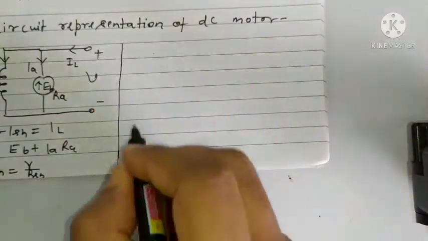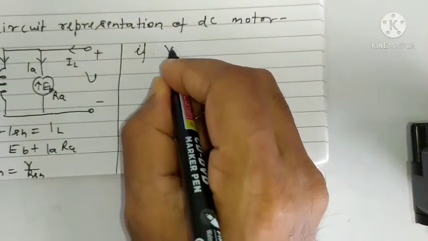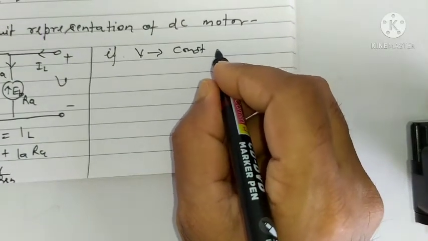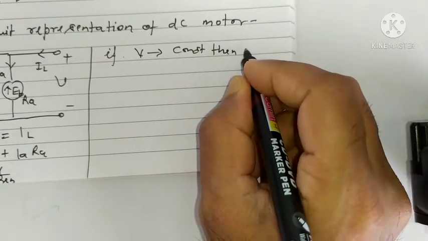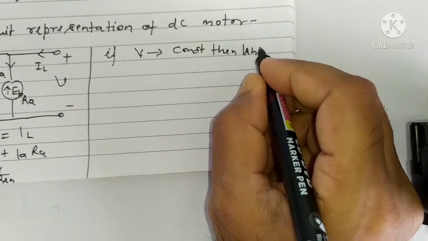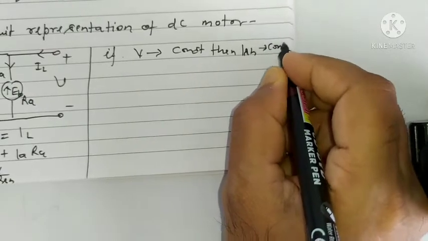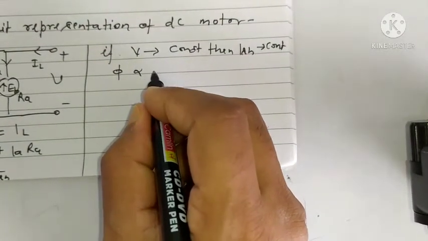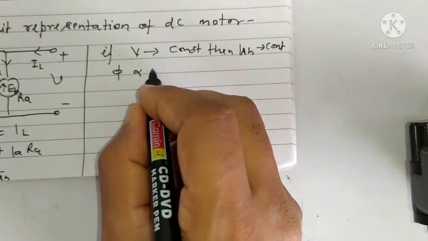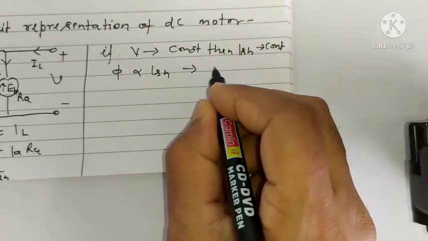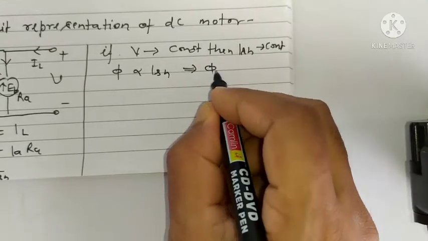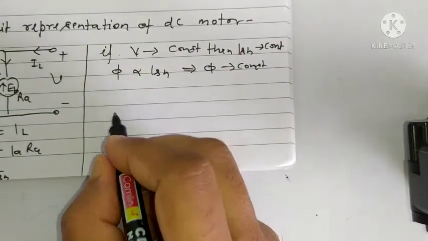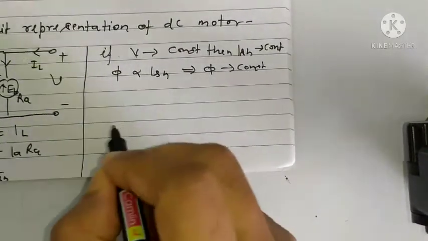So if voltage is constant, then ISH will also be constant, and field flux phi depends on what? Field current only. Therefore field flux is also constant. Okay, so this is what DC shunt motor.